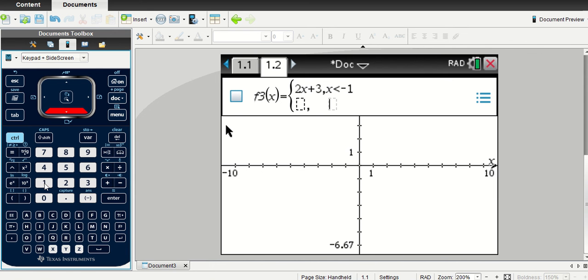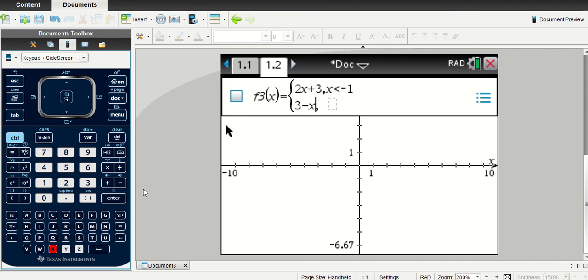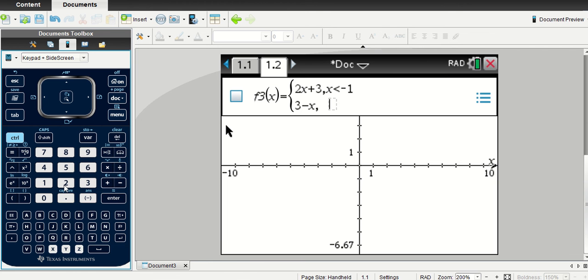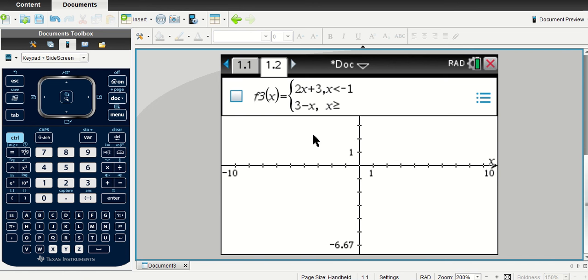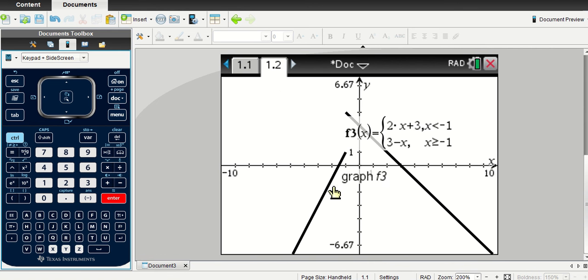Then we're going to go down to the next spot. We're going to do 3 minus x, or -x plus 3, and then we're going to do x. Now I have to hit Control equals, so I can choose greater than or equal to, correct? Yep, and then -1. So now when I hit enter, the graph is going to pop up.